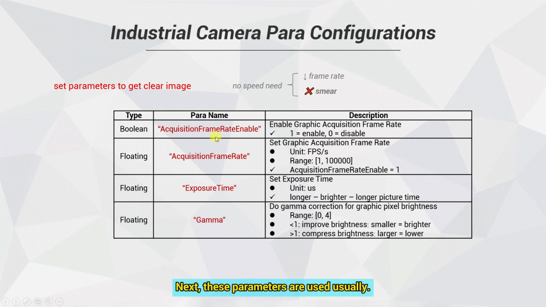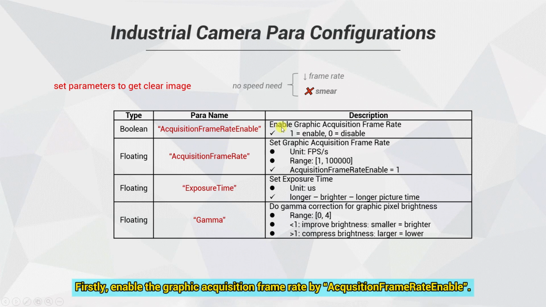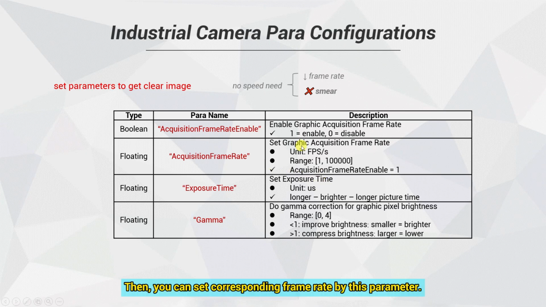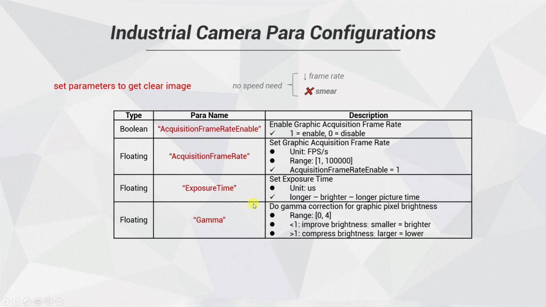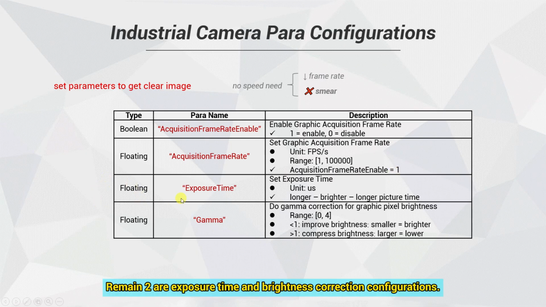Next, these parameters are used usually. Firstly, enable the graphic acquisition frame rate by acquisition frame rate enable. Then, you can set the corresponding frame rate by this parameter, and it can be set only when enable is 1. The remaining 2 are exposure time and brightness correction configurations. For exposure time, the longer the time, the higher the brightness.